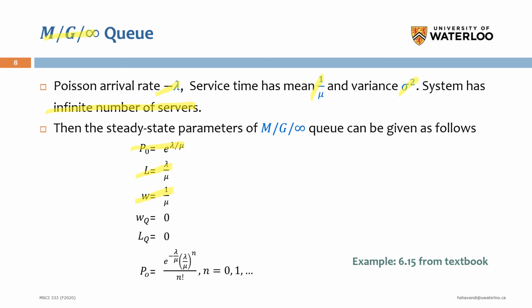Okay, so let's see here, WQ equals 0, LQ equals 0. Why? Because we have an infinite number of servers, so we shouldn't have a line here actually, right? The waiting time in queue will be 0, and there will be 0 customers in line in the queue in the long term. Okay, and P0 will be calculated by this equation. You can refer to the textbook for an example for this model, Example 6.15.